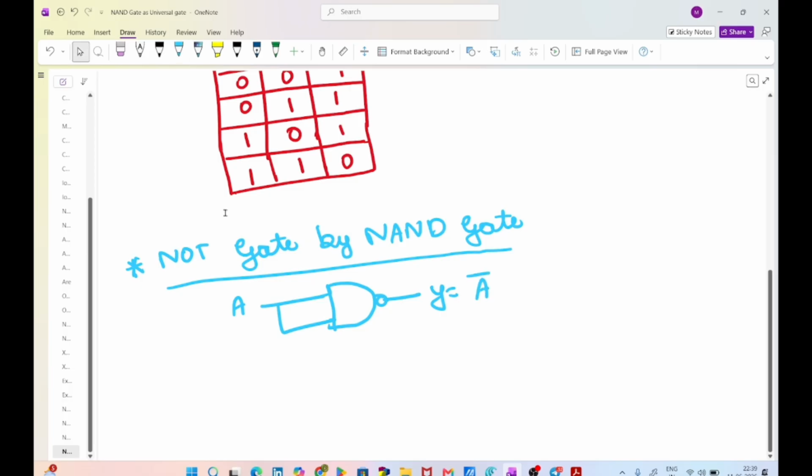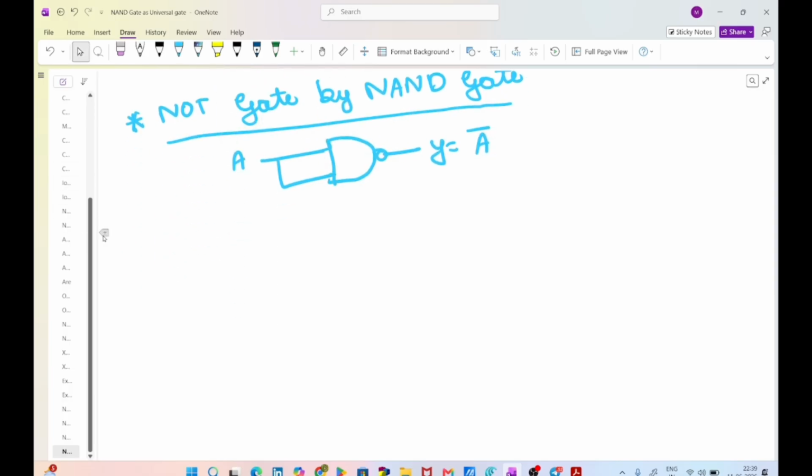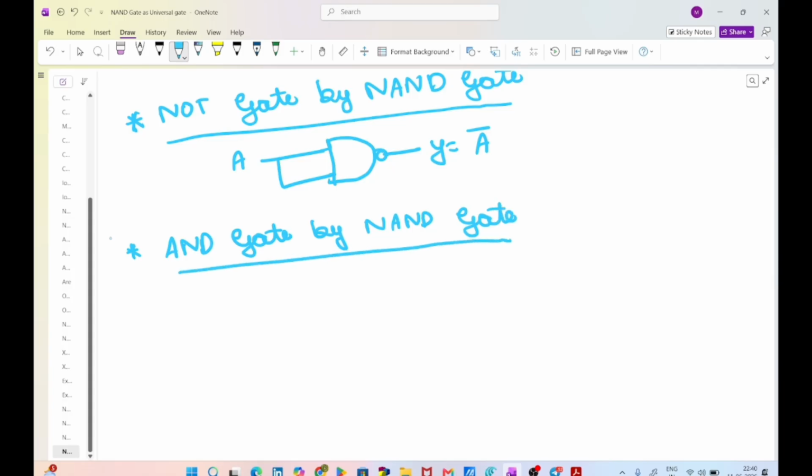Then let us move to the next one, that is AND gate by NAND gate. It's simple as that. First we write the NAND gate and then we put the inverter. It will become the AND gate.